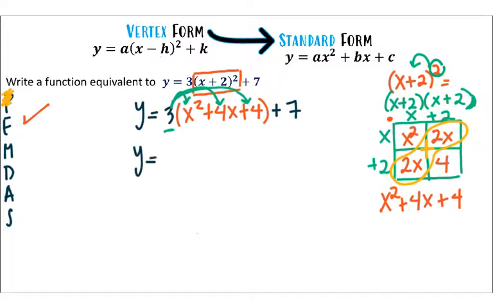So we have y is equal to 3 times x squared, which gives us 3x squared. 3 times 4x should give us a positive 12x. And 3 times positive 4 should give us another positive 12. And please continue to copy down this plus 7 because it was not changed.